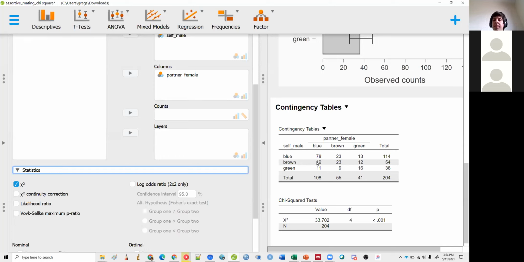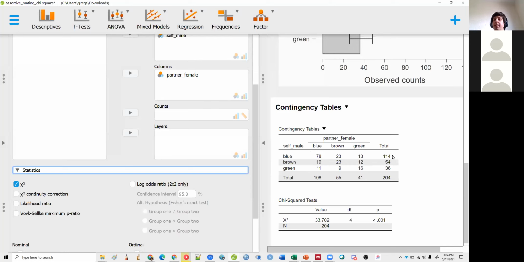So for example, what we see here is that for a female partner with blue eyes and a male partner with blue eyes, there are 78 couples in the data set that have this combination of male with blue eyes, female with blue eyes, and so on for the different combinations of female with brown eyes, male with green eyes, female with green eyes, male with blue eyes.